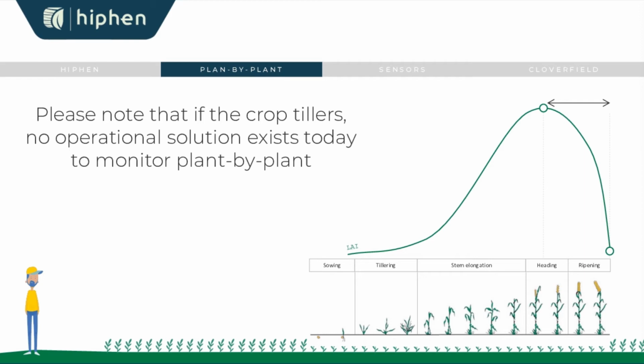And so this works well when the crop doesn't tiller. For example, wheat. Wheat is a very complex crop to do a plant-by-plant follow-up, and we're going to see why later on. It is much easier on crops like sugar beets, sunflowers, corn, sorghum, etc. Even if, be careful, sorghum does tiller a little bit.